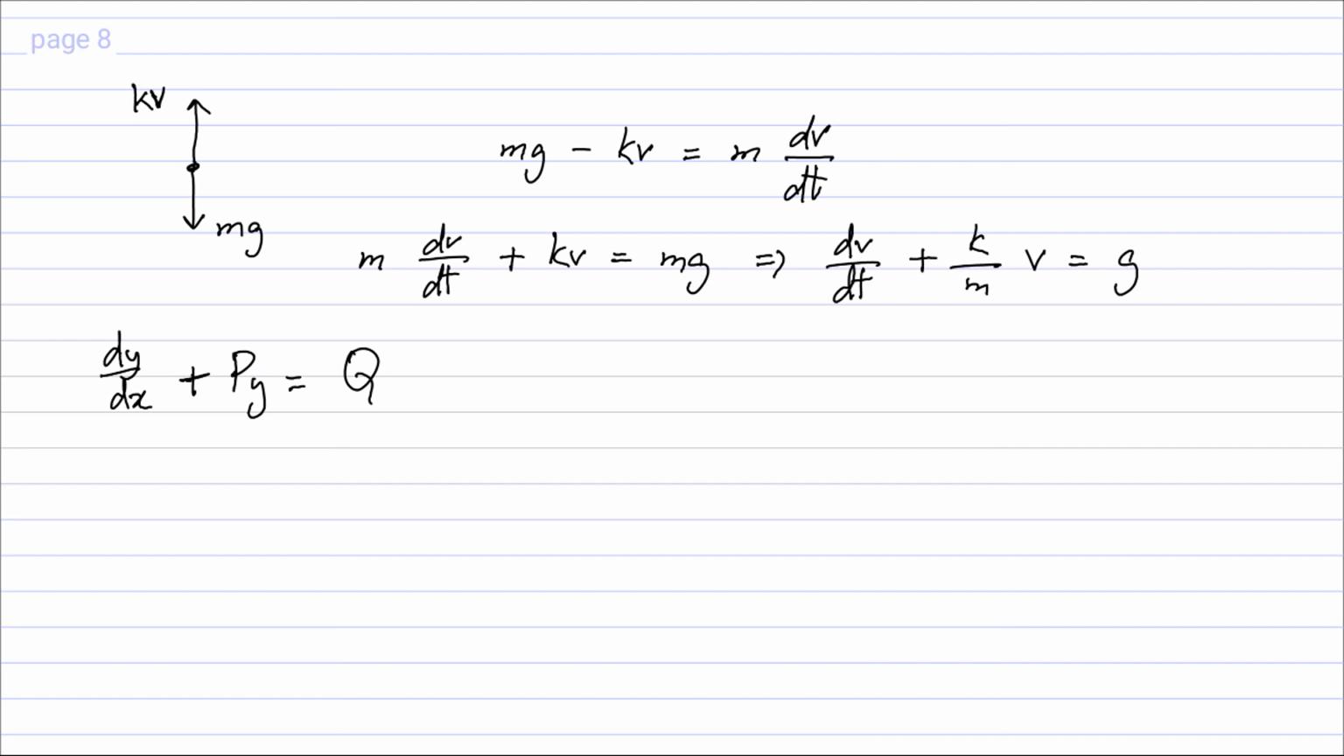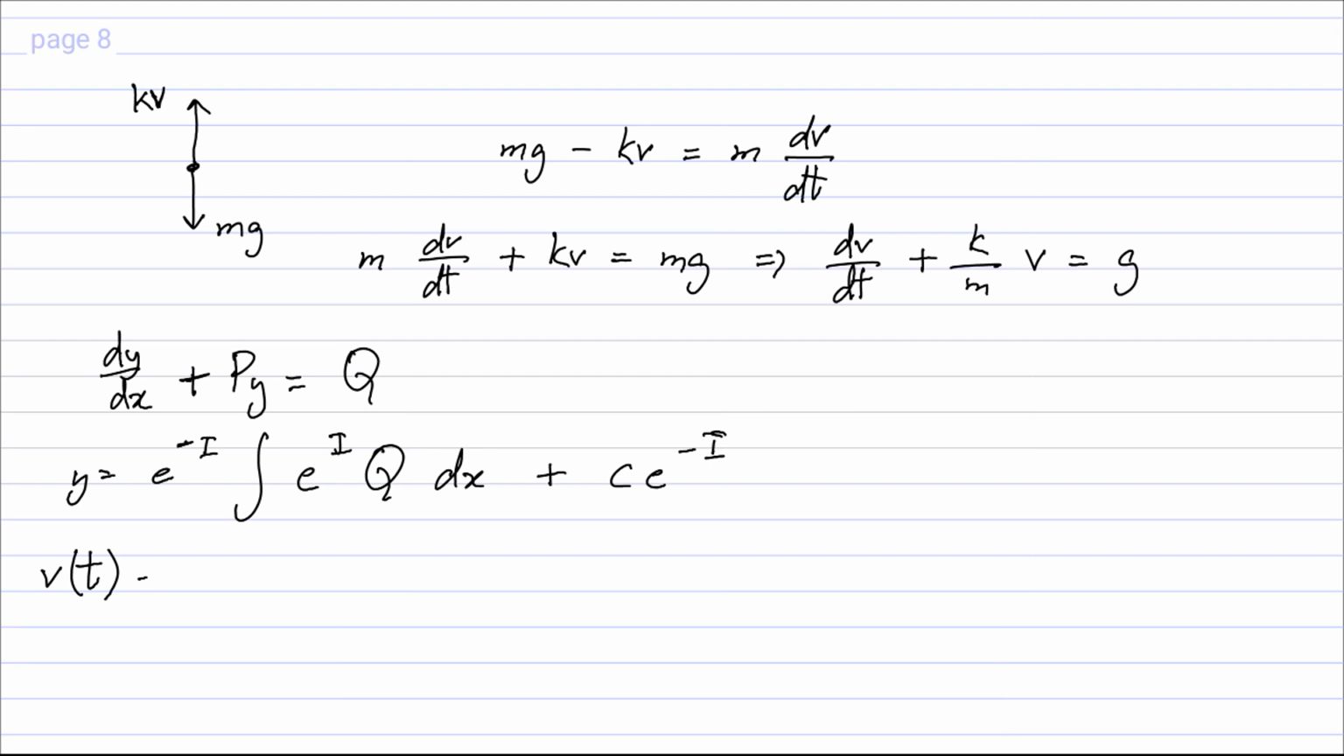The solution to this, remember, was y is equal to e raised to power minus I, times the integral of e raised to power I q dx, plus c e raised to power minus I. That's what you had. Adapting this solution to the current situation, I'll be writing v of t is equal to e raised to minus I, but first I have to figure out I.